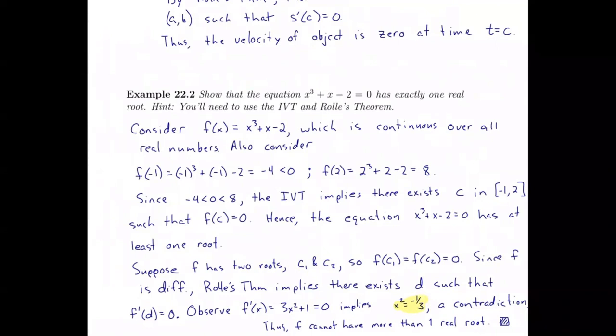Such that, that's a root of this equation right here. So there is no d. This gives us a contradiction with Rolle's theorem, right? This is not a real number. We don't have such a number.